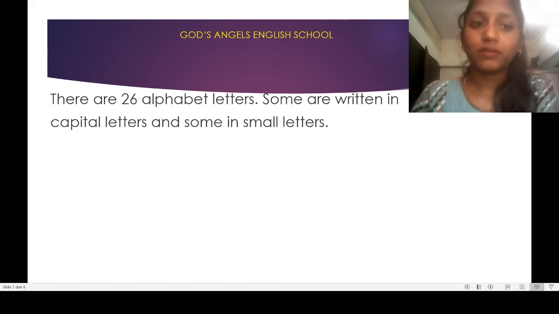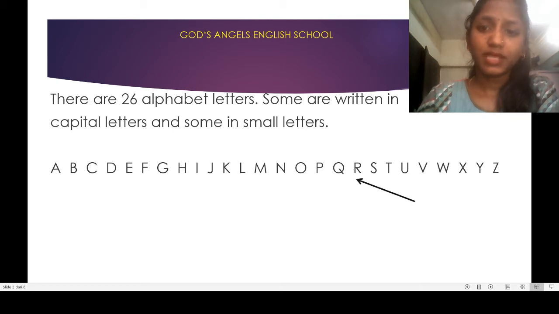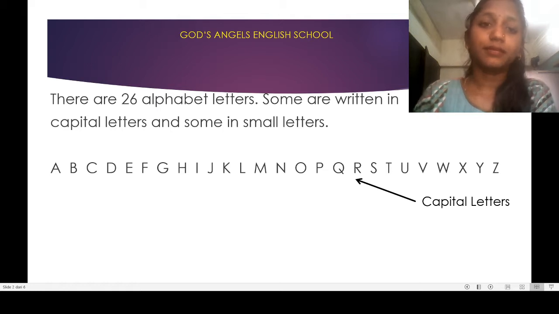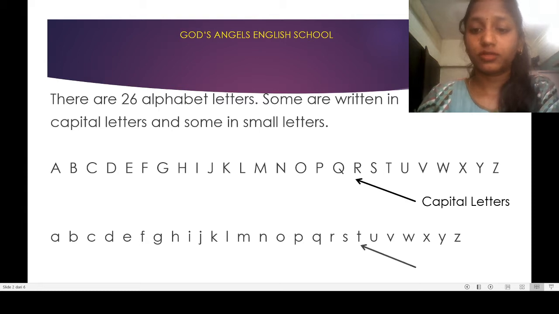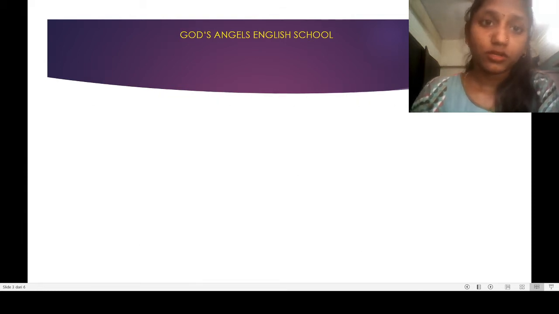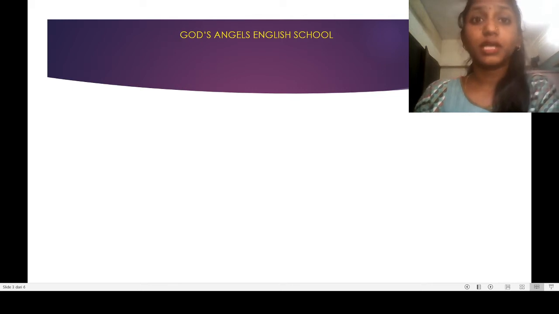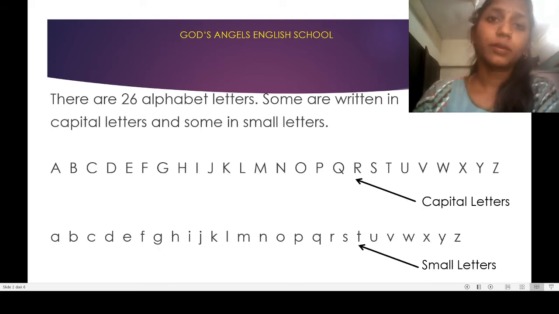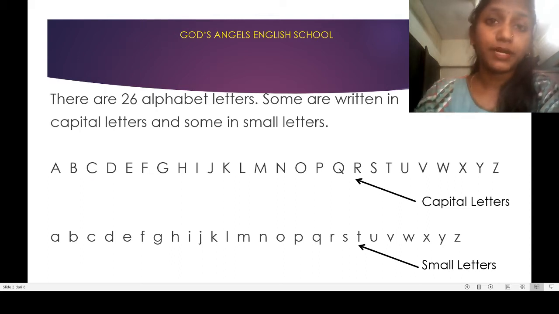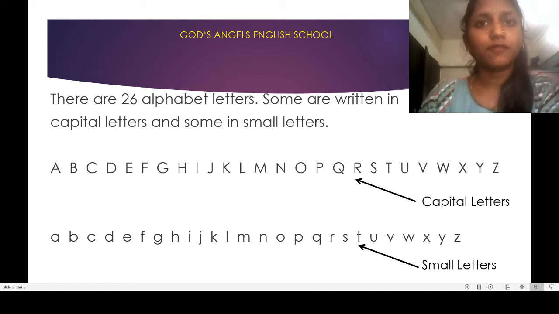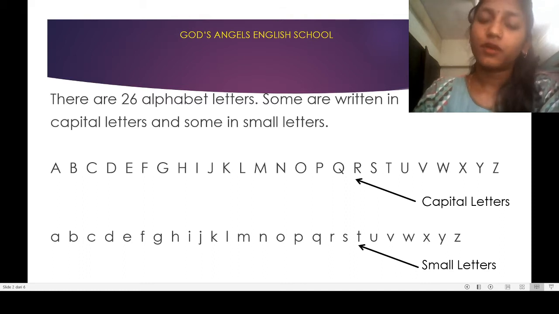Some are written in capital letter, means in this way, big letters. And some are written in small letters, very small letters, like this. So this is small letters. Now I will explain how to arrange this alphabetic order. The order is in this way: A, B, C. Whenever we start the alphabet, what comes first? A. So the first alphabet in order is A, similar to the alphabet which we write from A to Z.